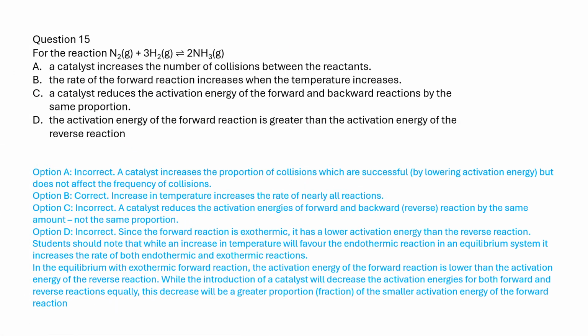A catalyst increases the proportion of successful collisions but does not affect the frequency of collisions. So, A is eliminated. An increase in temperature always increases the rate of both forward and backward reactions. So, B is correct. A catalyst reduces the activation energies of both forward and backward reactions by the same amount, not the same proportion. So, C is eliminated. If the forward reaction is endothermic, the activation energy of the forward reaction is larger than that backward. So, D is eliminated.